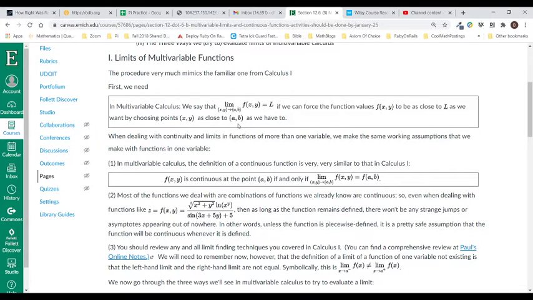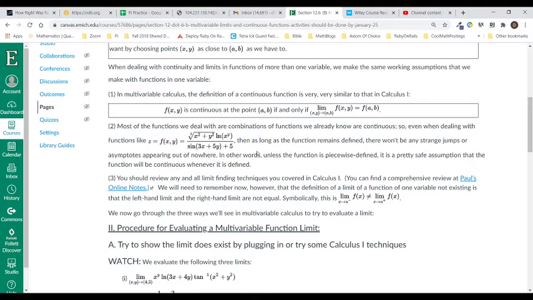If you look at the definition, you can see that definition is almost identical to the one that we actually see in Calc 1. So you can see that there should be a hole in the graph, there should be a height, and if we say that the limit is actually equal to that value, if we can force the function values f of x, y to be as close to the height of that hole as we can by choosing points as close to our point as we have to.